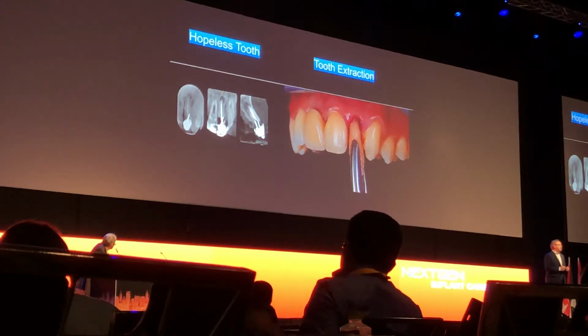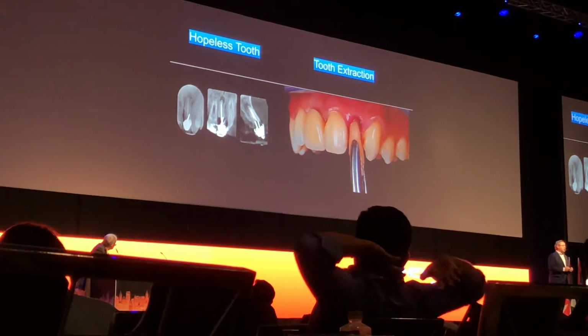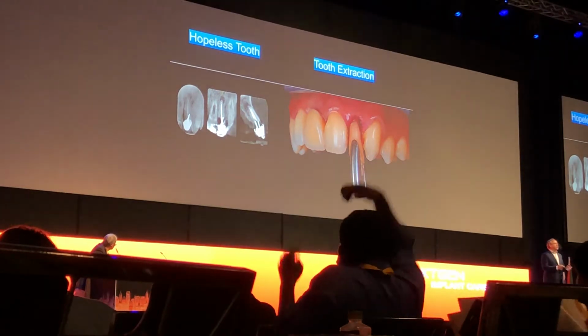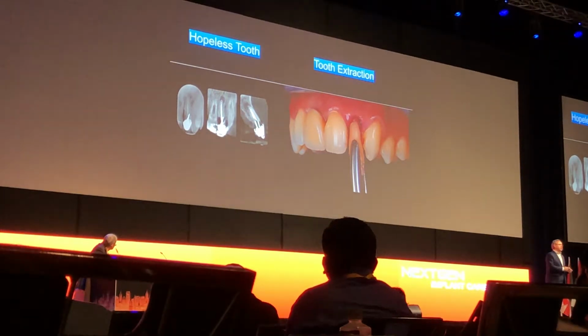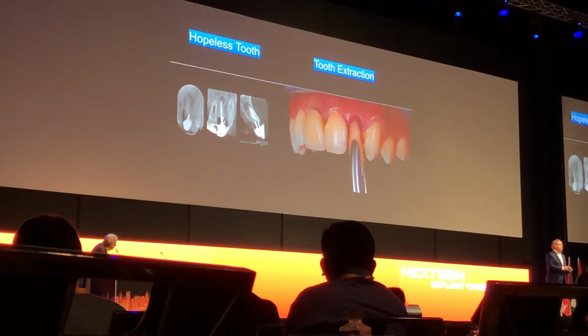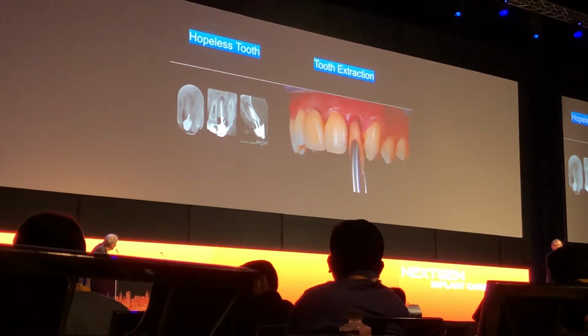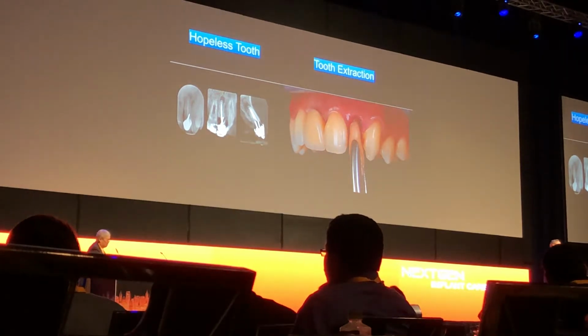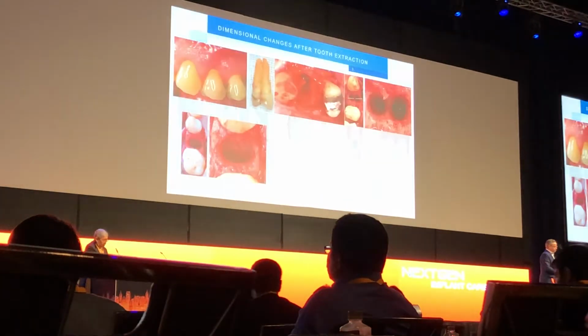Are we going to place an implant? Are we going to rebuild the alveolar crest? What is going to be the damage to this when the socket is going to heal? What are going to be the consequences, mostly when we are dealing with the anterior maxilla?